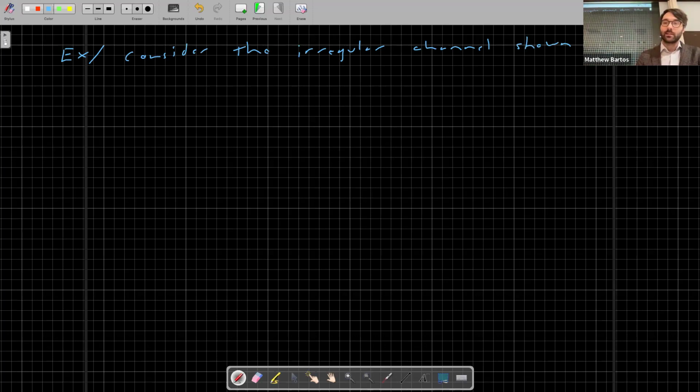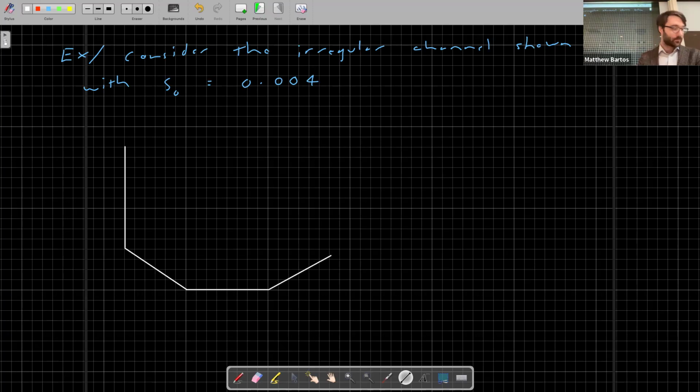So we're going to consider the irregular channel shown below with a bottom slope S naught of 0.004. Our channel is going to consist of two sections. We will have a trapezoidal section that looks like this, and then we're going to have a rectangular section that looks like this.